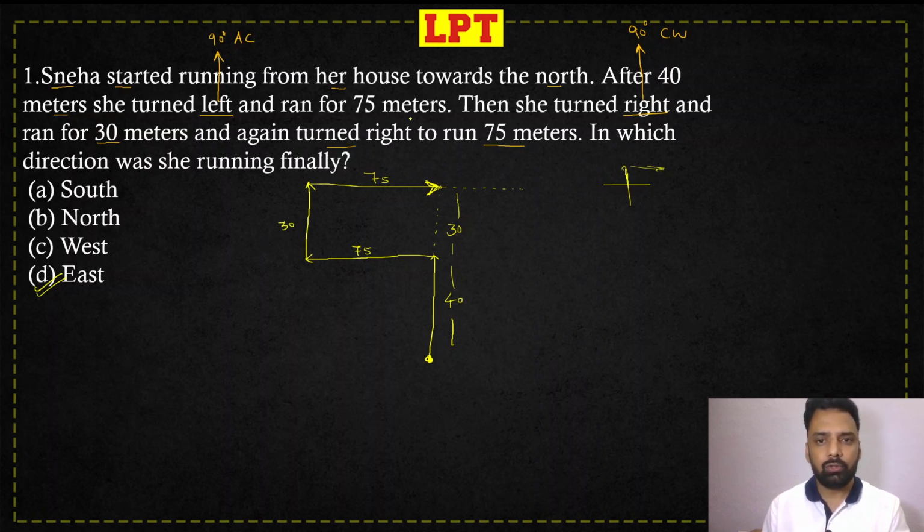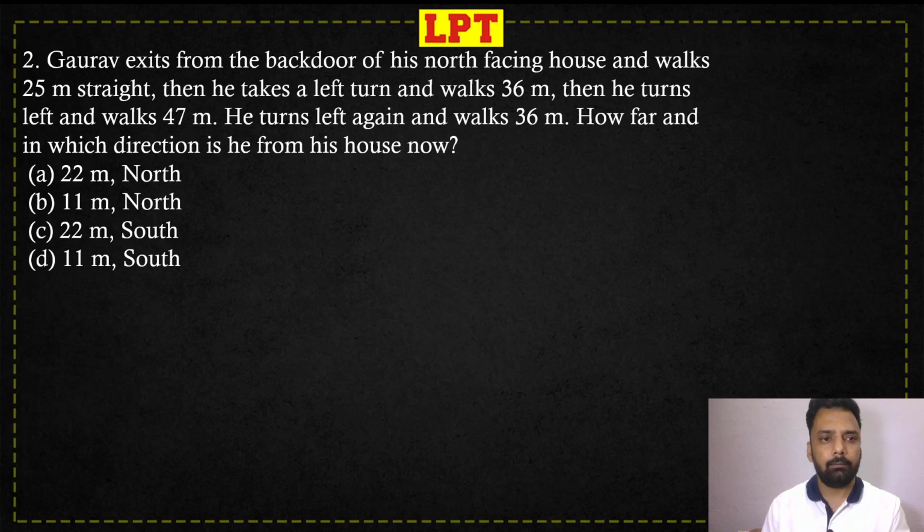So you can also do this mentally. Just visualize yourself running in the north, then you are turning left, you know that anti-clockwise, then turning right, it means clockwise, then again right means clockwise. So finally you are traveling in the east direction. Right. Let's try the second question.